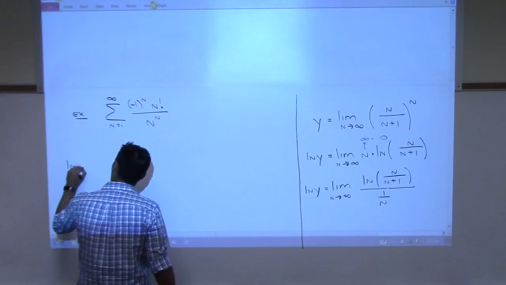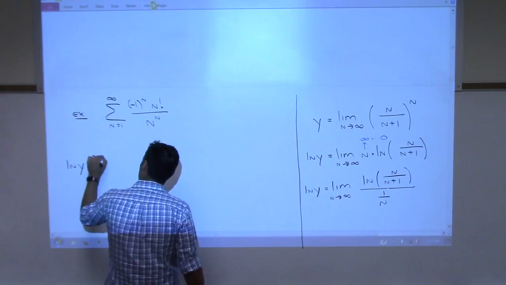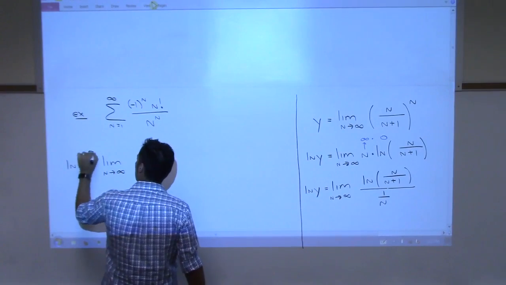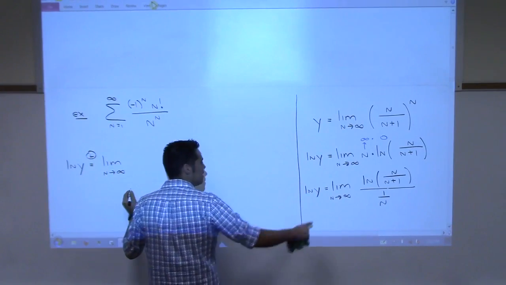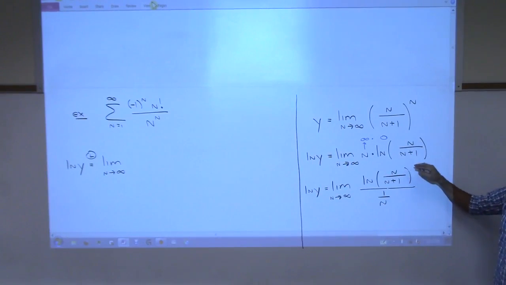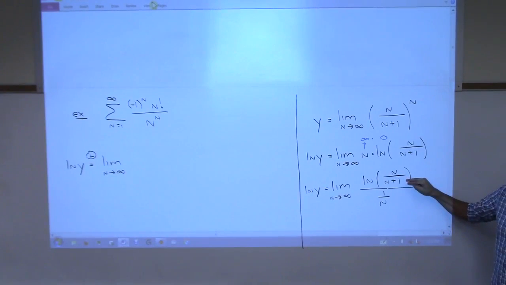So I have natural log y equals, let's see, limit as n goes to infinity. I'm using L'Hopital's rule right now. Derivative of the top. So what is the derivative of natural log of this fraction? 1 over that fraction, right? And what's 1 over this fraction? It's just that fraction flipped.